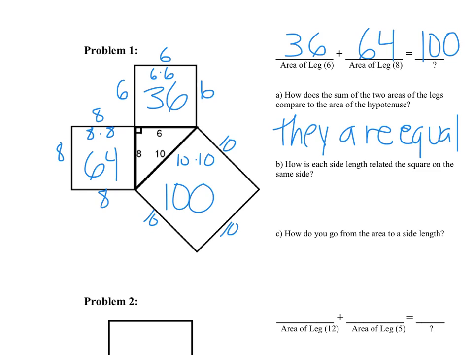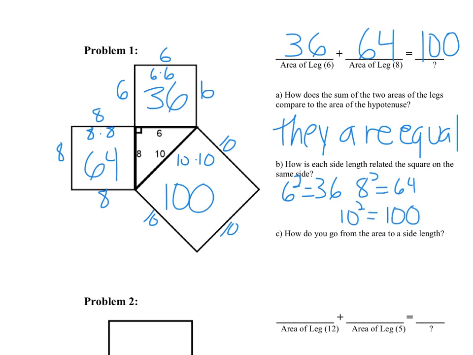Then it says, how is each side length related to the square on the same side? Well, the same thing happened. 6 squared turned into 36, 8 squared turned into 64, and 10 squared turned into 100.